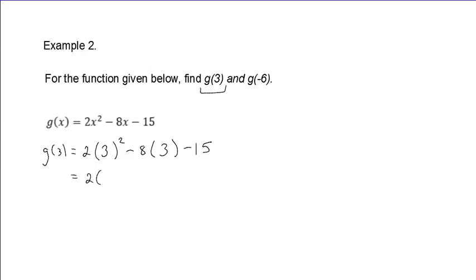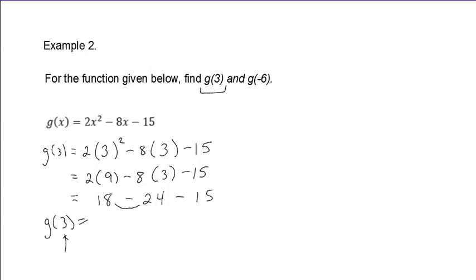So now I have 2 times 9 minus 8 times 3 minus 15. Doing some multiplication, 2 times 9 is 18, minus 8 times 3 is minus 24, minus, that should be a minus 15, so let me go back. So minus 15. And so now the function value of g at 3, when I do the input x equals 3, I get the output 18 minus 24 is negative 6, and negative 6 minus 15 is negative 21. That's my y value. One more and this video is going to be over.